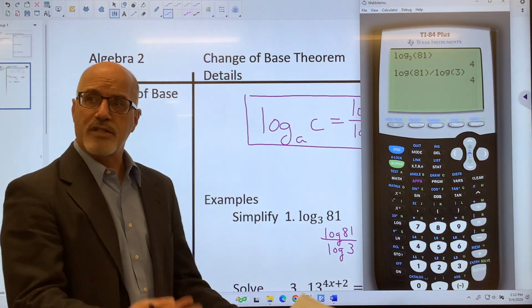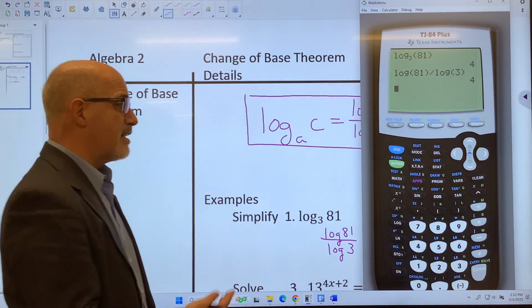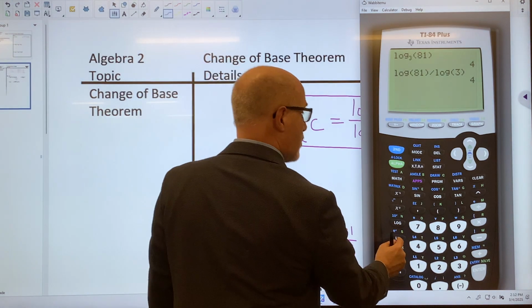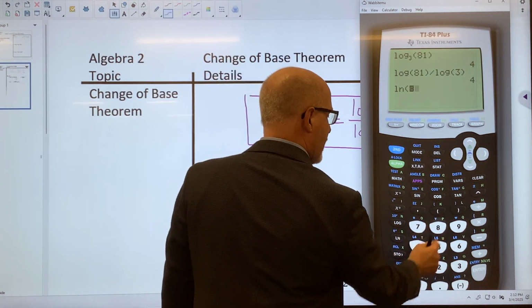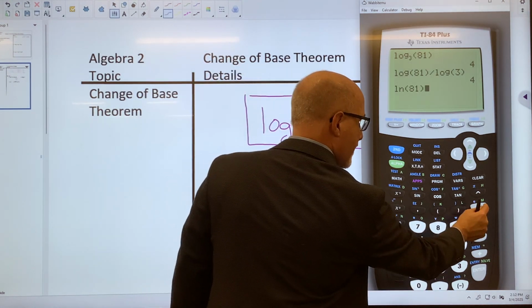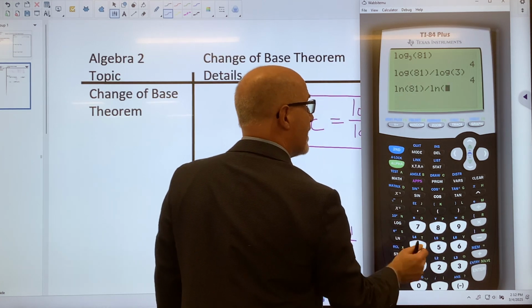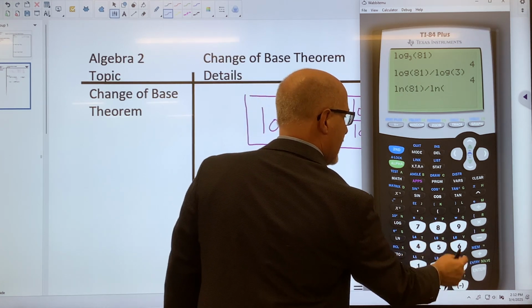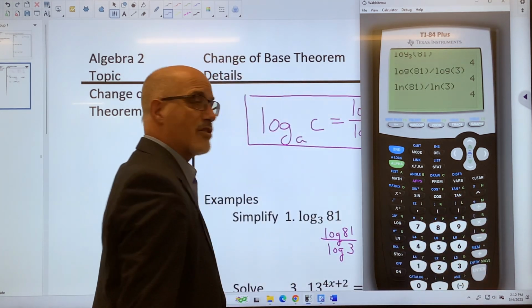Changing the base works. Even if I wanted to change the base into natural log, notice if I use the natural log of 81, close that, divided by natural log of 3, gives me that same answer of 4.